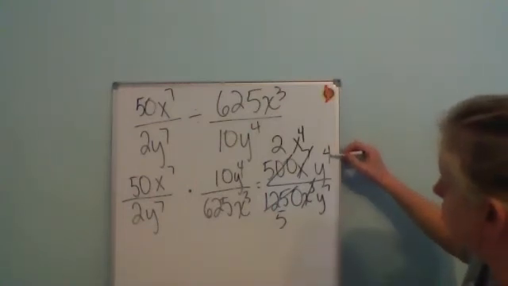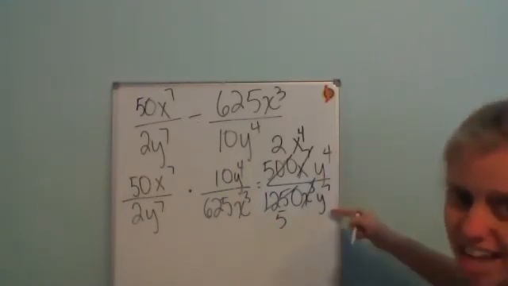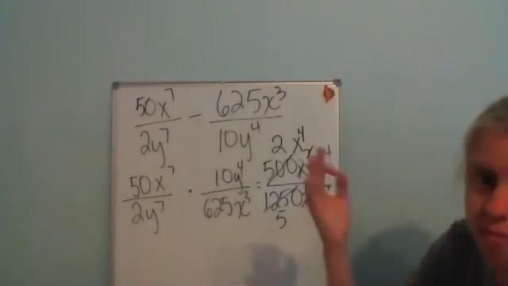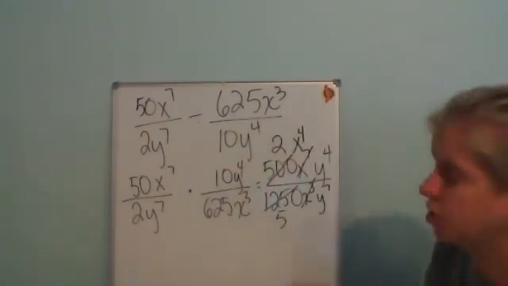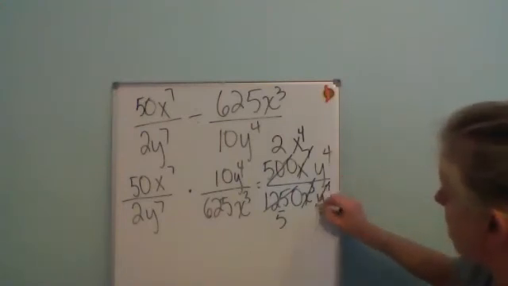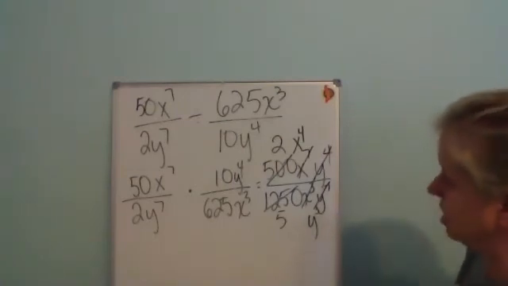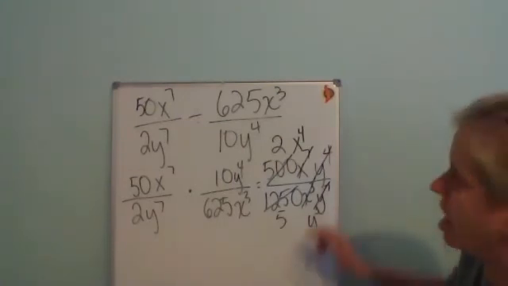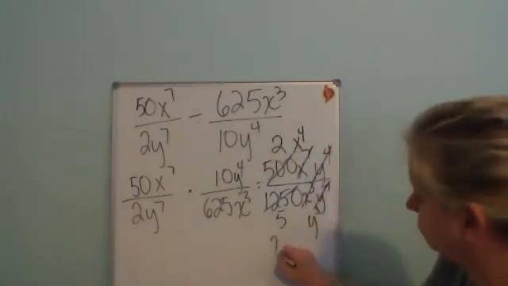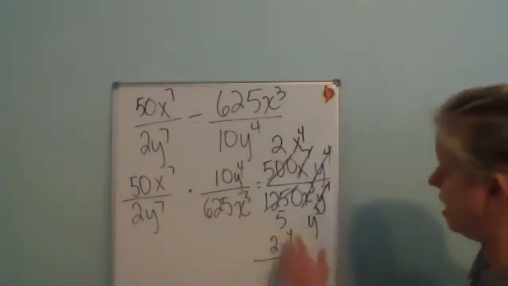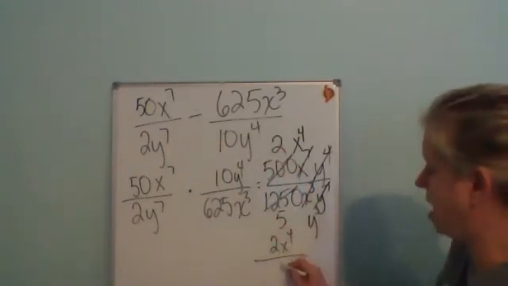And then do the same thing with your y's, but this time you have y to the 4th in the top and y to the 7th in the bottom. So I'm going to have y to the 3rd left. And again, put your leftovers wherever you had the most to begin with. And since I had the most in the bottom this time, my y to the 3rd will be left in the bottom. So let's look and see what we have left. Up top, you've got a 2 and an x to the 4th. And in the bottom, after you reduce this fraction, you had that 5 and y to the 3rd.